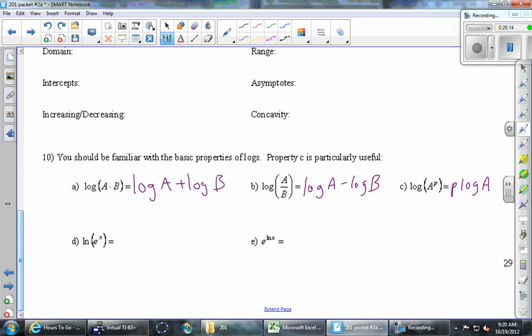And then ln of e to the x is just x. We're going to use that property as well. And then e to the ln of x is also x. Okay, so when we're ready, we jump to the next page.